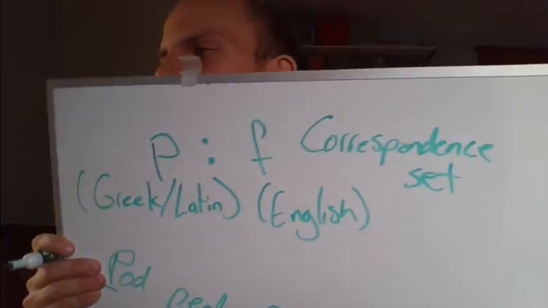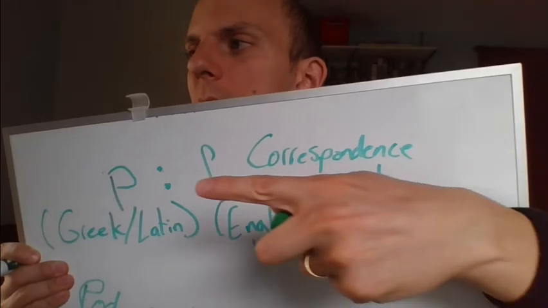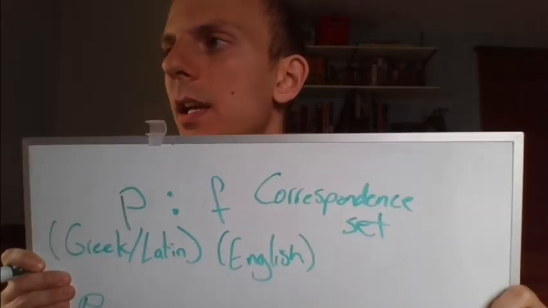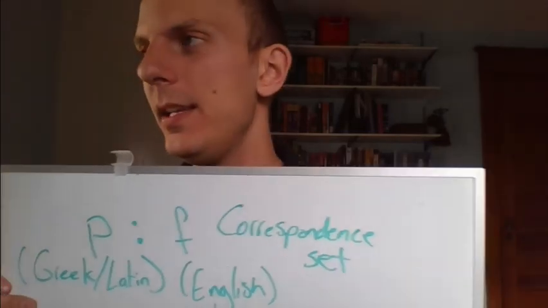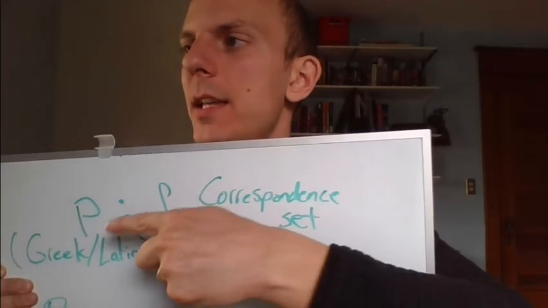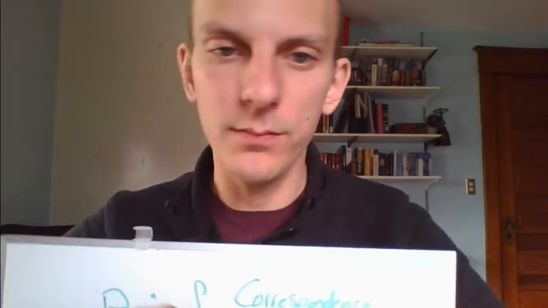We're going to call this a correspondence set. This similarity between the languages that we noted, and put in this semi-formal way, is a correspondence set: letters or sounds that correspond to one another across two or more different languages.